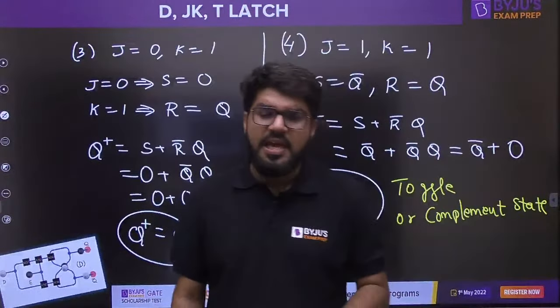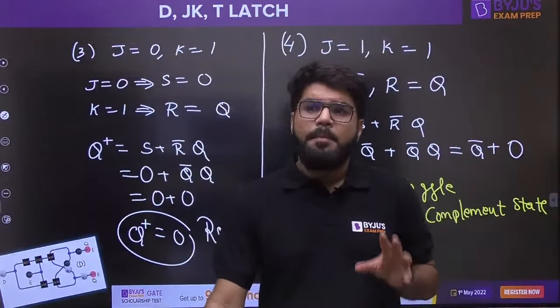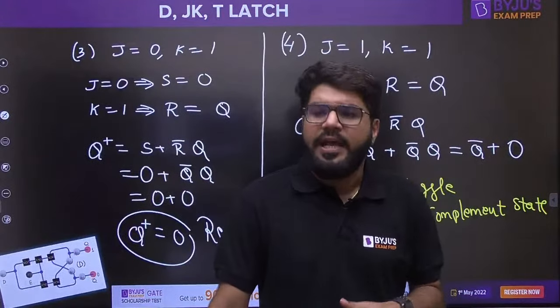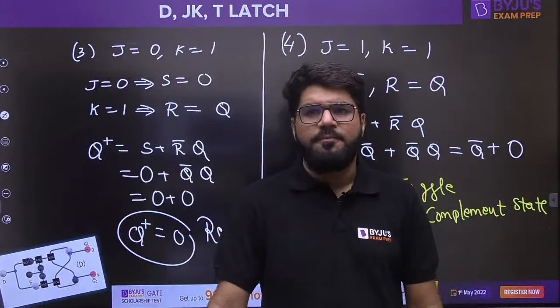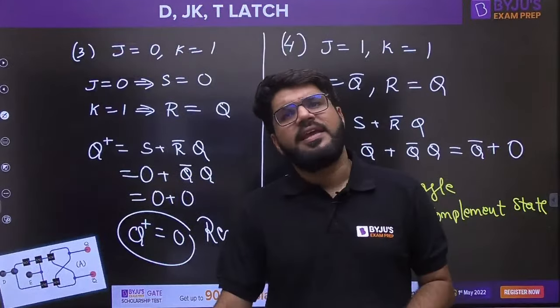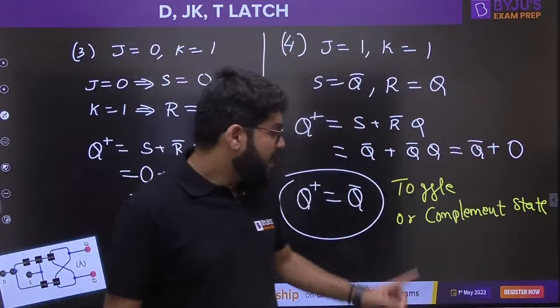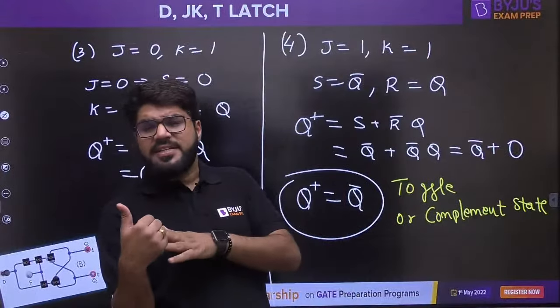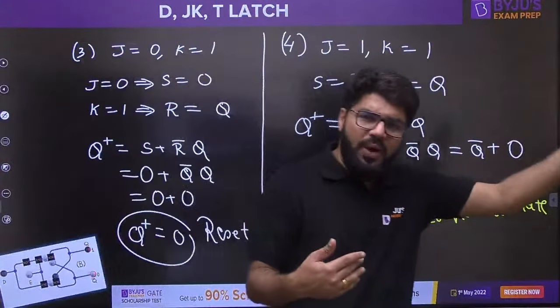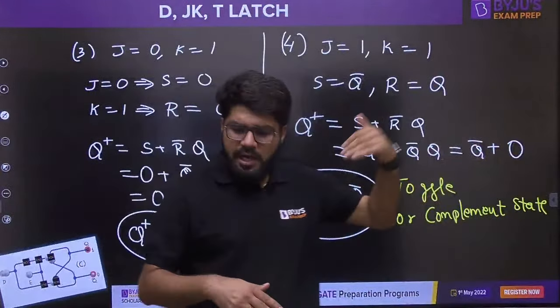That was the SR latch. This problem was overcome by two persons, Jack and Kilby. Hence we get the JK latch. And when you apply both J and K equal to 1, the device gets complemented. Complemented means if the current state is 0, it will become 1. If the current state is 1, it will become 0.